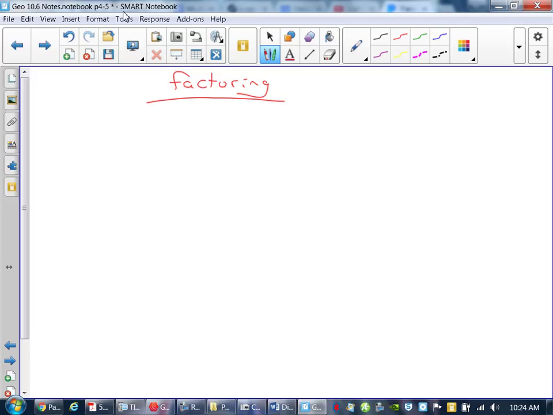What factoring does for these types of problems is that you are starting with what is called a quadratic. You're starting with something that looks like that. That's what you call a quadratic equation. A quadratic equation is an equation that has a second degree exponent. What that means is there's an exponent of 2.